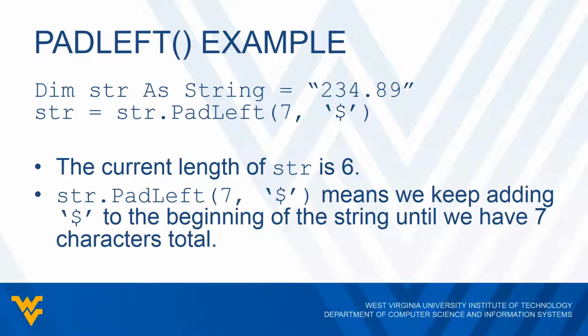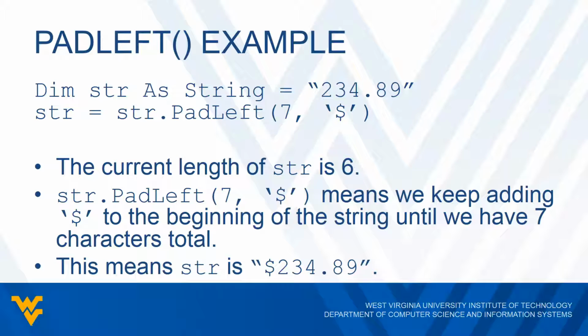So when we call the pad left method and we pass the 7 and the $ sign, what that means is we're going to keep adding the $ sign character to the beginning of our string until the total length of the new string is 7 characters. In this case, since the original length is 6, when we add a single $ sign to the front, the length of the new string is now 7, so we would stop. And then we would store that in str. So what that means is our string is going to contain $234.89.